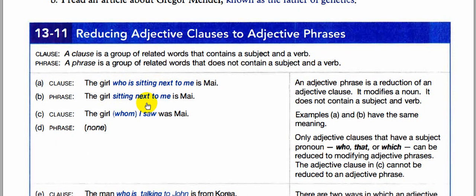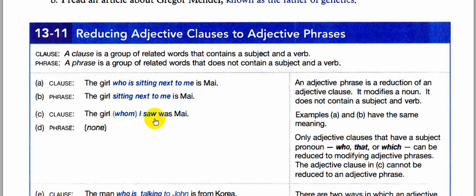Check this example. Now we know the definition of a clause and a phrase, and what is the difference between both of them. The difference is that with a clause we have a subject and a verb, but with a phrase we have a group of related words, so they relate to each other. There is a relation between the words, but we don't have a subject, neither a subject nor a verb.